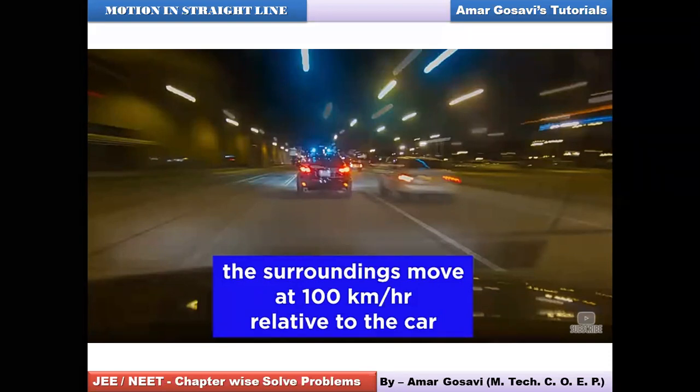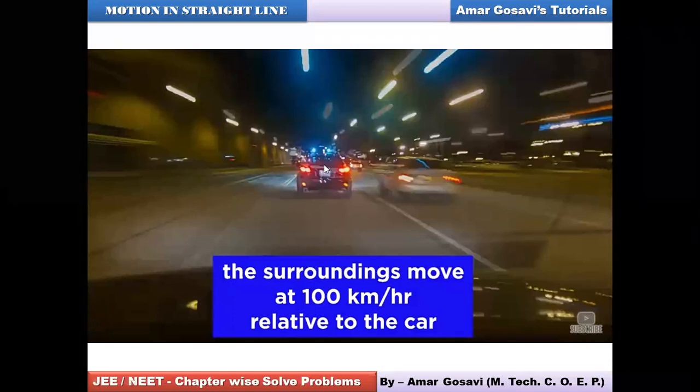Why I am showing you these pictures is because these pictures will make you realize, or understand, or imagine what relative motion is. Okay, let's proceed further. Let's move ahead then.